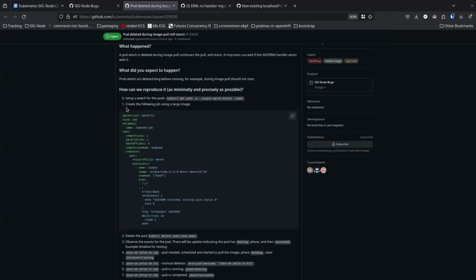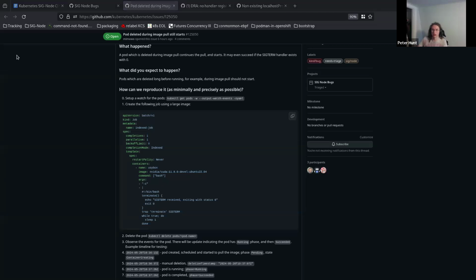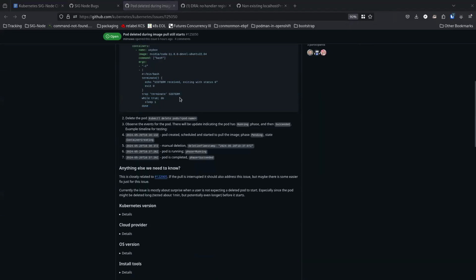Yeah, that makes sense. If it does get created, it eventually reconciles, right? It says the pod is running, so I think it gets created and runs. Yeah.